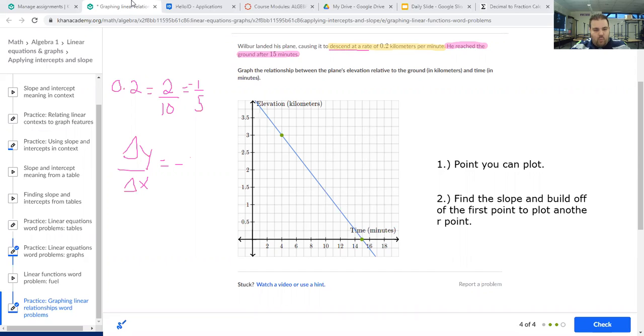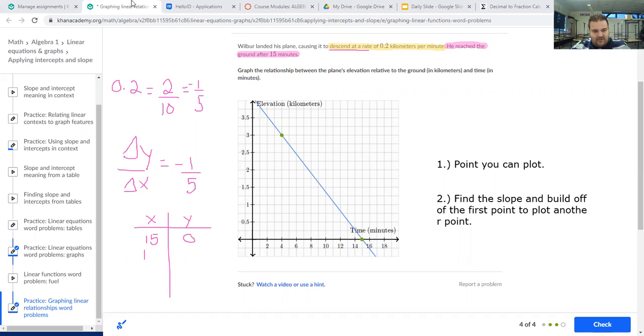It's going down 1 kilometer every 5 minutes. To give us an XY table, we already know that when our X value is 15, meaning it's been 15 minutes, our Y value is 0.